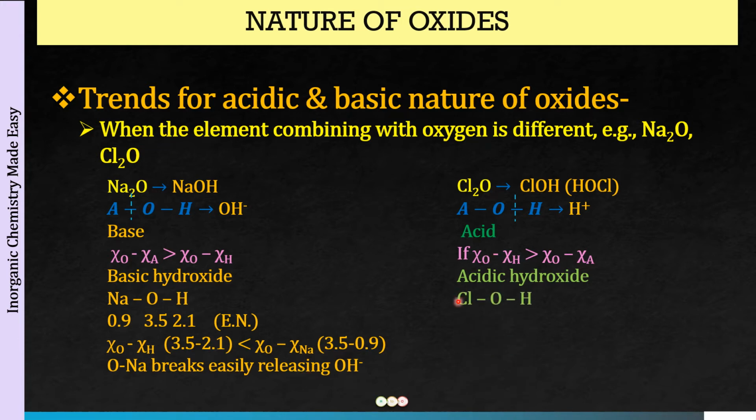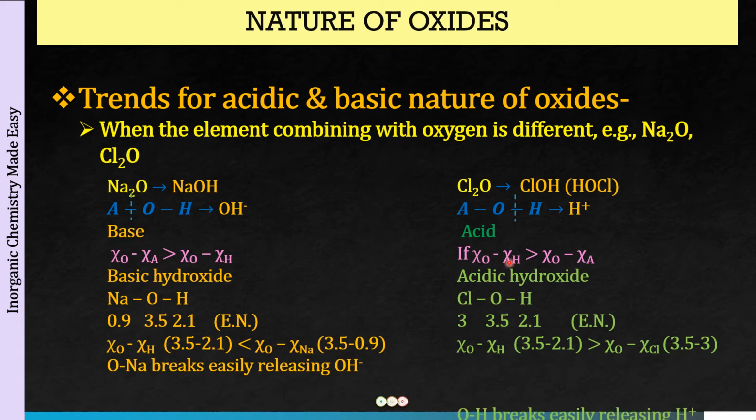On the other hand, we have ClOH. So here with the chlorine, we have the electronegativity as 3, 3.5, 2.1. So you can understand very easily that the electronegativity difference of oxygen and hydrogen is more than the electronegativity difference between oxygen and chlorine. Okay, and therefore this is forming the breaking of what bond? This bond. This bond breaks. So the OH bond breaks. It is releasing H positive ions.